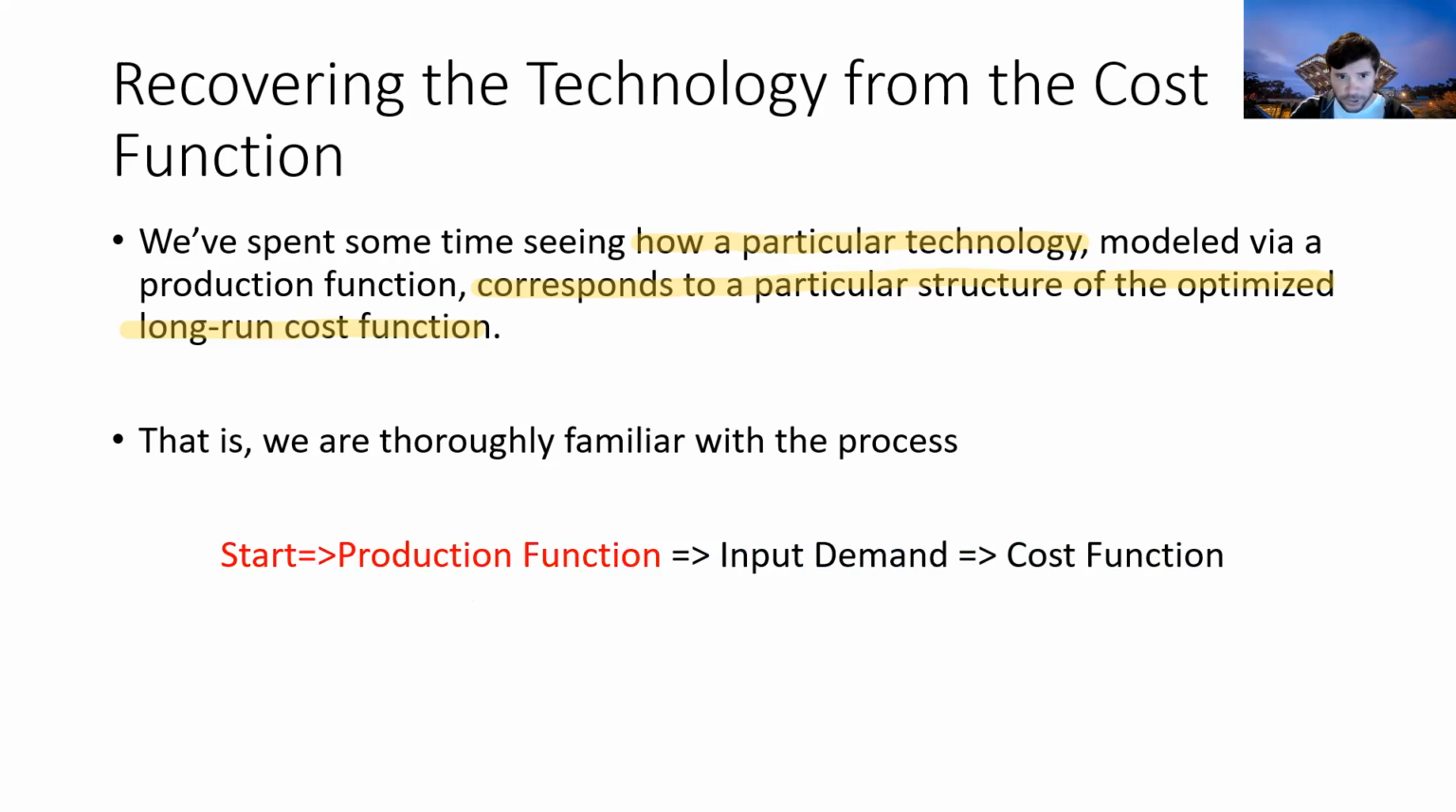Started with the production function. We solved cost minimization to generate the input demands. And then we computed the expenditure of the inputs to find the cost function. What we're going to start thinking about doing is riding this road in reverse.